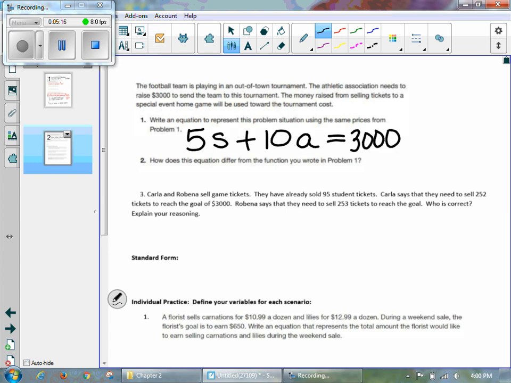How does this equation differ from the function you wrote in problem 1 on the front page? Well, the only difference between my expressions is now I have an exact amount for my total sales. It's a set amount.